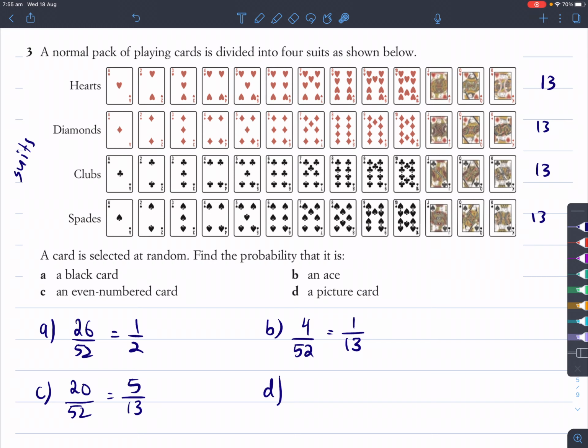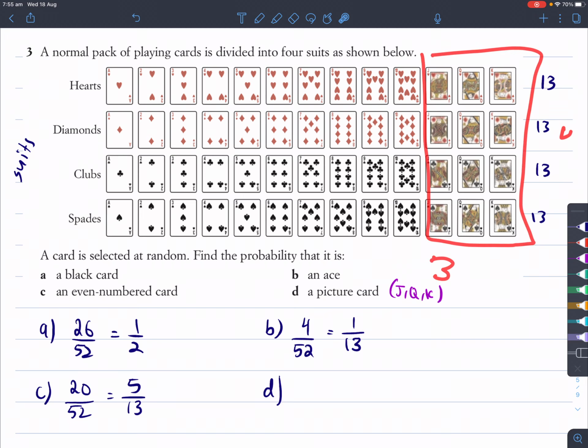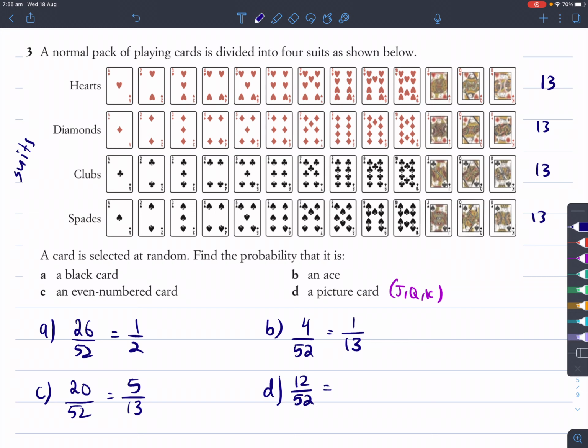Part D involves picture cards. Picture cards are basically Jack, Queen, and King, which are each of these 3 cards here. So in total, if you multiply how many cards are here on the bottom and how many cards go up vertically, 3 times 4 gives you 12 cards. So there's a total of 12 cards which are picture cards, out of 52. And dividing by 4 gives us 3 out of 13. Hope that makes sense to you.